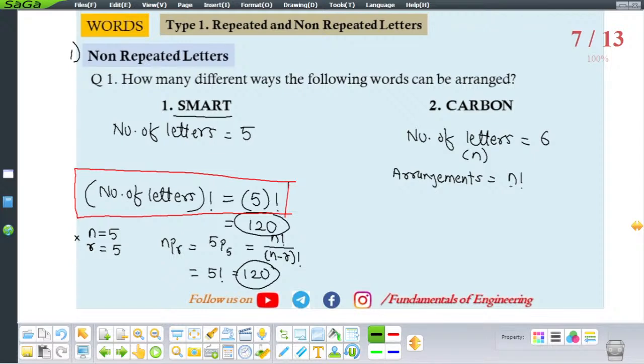You have taken the screenshot of all the factorial values. Based on that, give me the answer. Waiting for your answer. What is the answer for this one? 6 factorial. You have taken the screenshot.